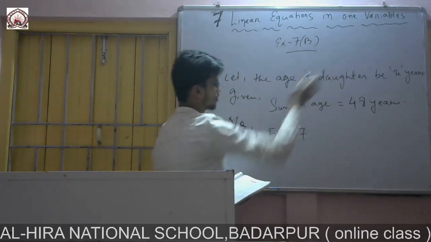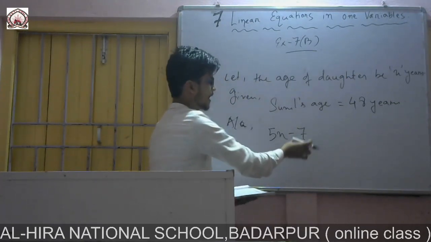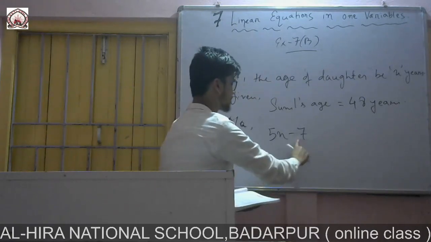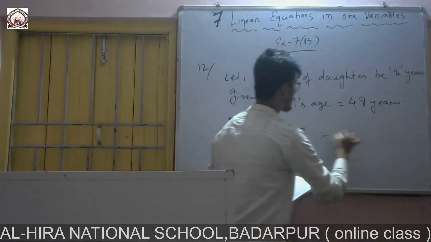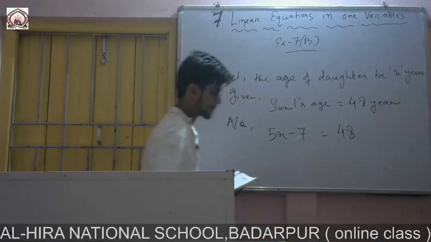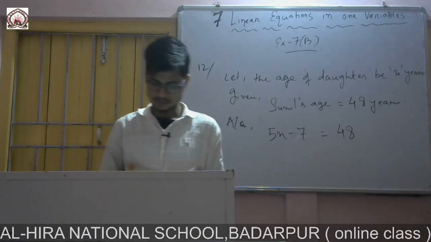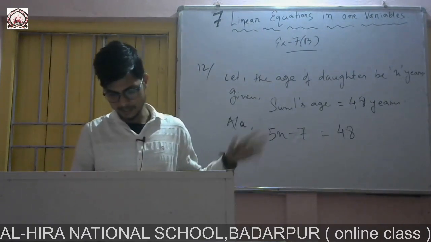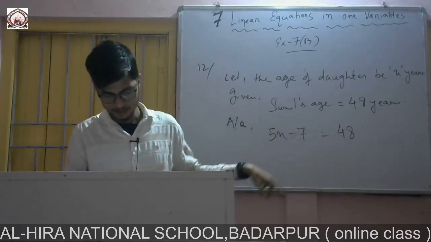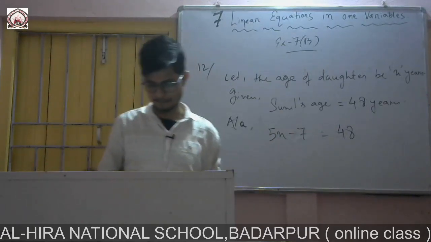5 into x. Daughter's age is x. 5 times his daughter's age means 5 into x. And he is 7 years less, that means minus 7. 5x minus 7. And this is equal to Sunil's age, which is given as 48 years. So now you solve this one. You will get the value of x, and then you write therefore the age of daughter is that. You solve this one, you will get the answer.